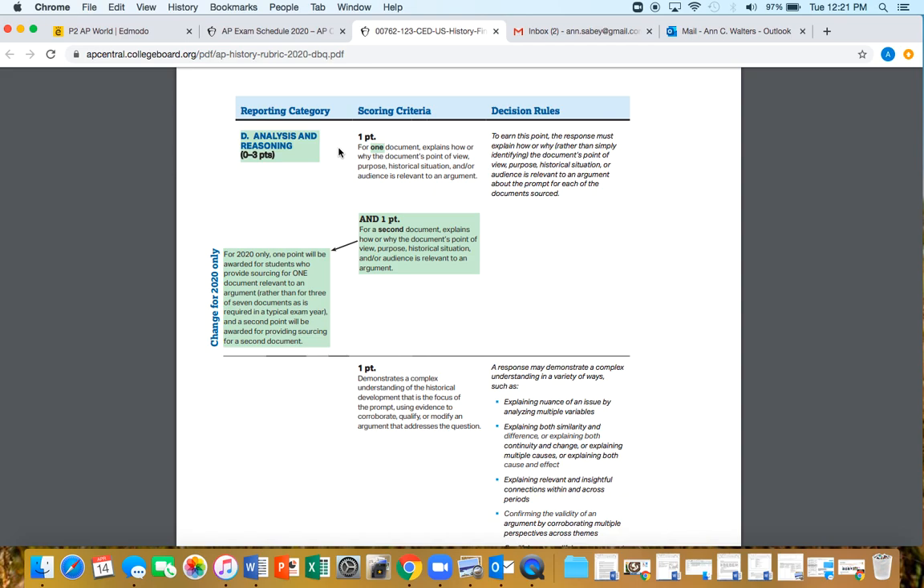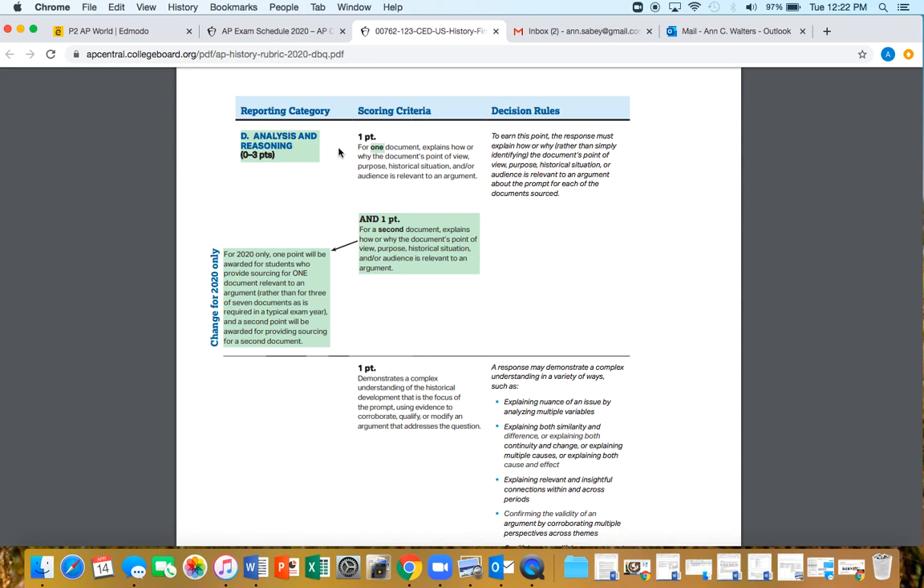Basically, you take the name and the title of the person and you explain some of their motivations for writing the source. And that just helps the readers understand that you understand why that document existed at the time and why that's important to the argument. So we'll work on that during a class session as well.